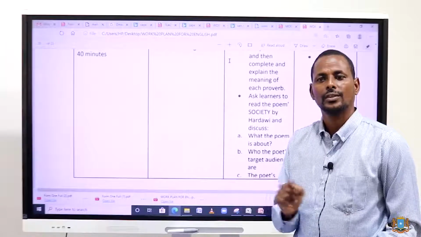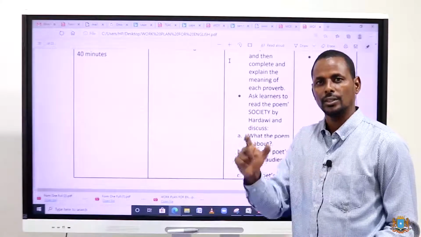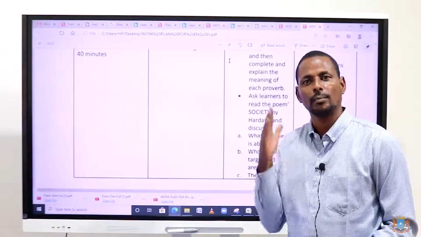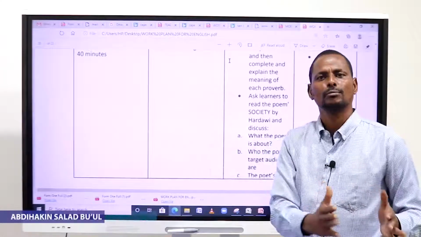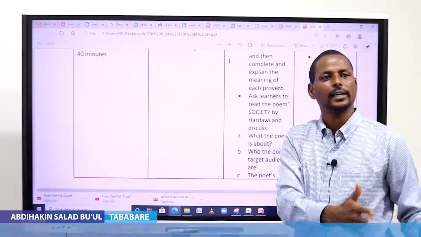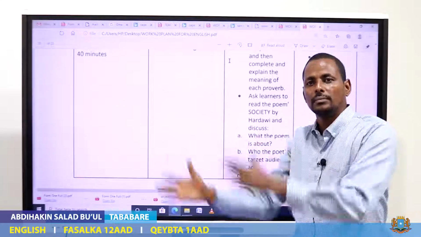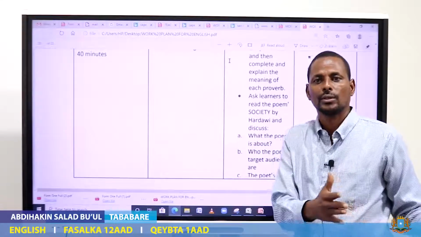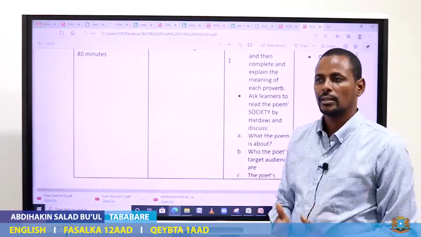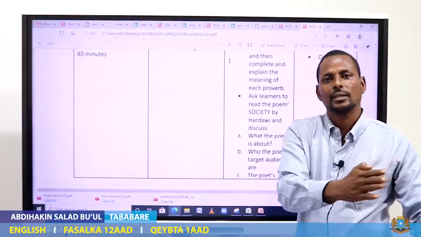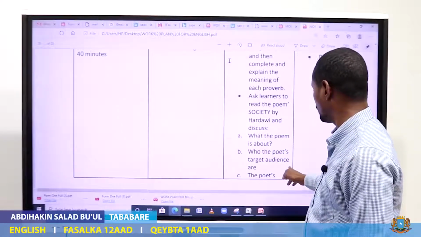Do this, the active and passiveness of the sentence used. Who is the audience? Sometimes a poet will write a poem to educate the society or to stop them from a vice like ethnicity, war, tribalism, corruption. So who is he addressing? Those who are corrupt, the leaders. Those who are fighting. So what is it about? Who is the poet's target audience?